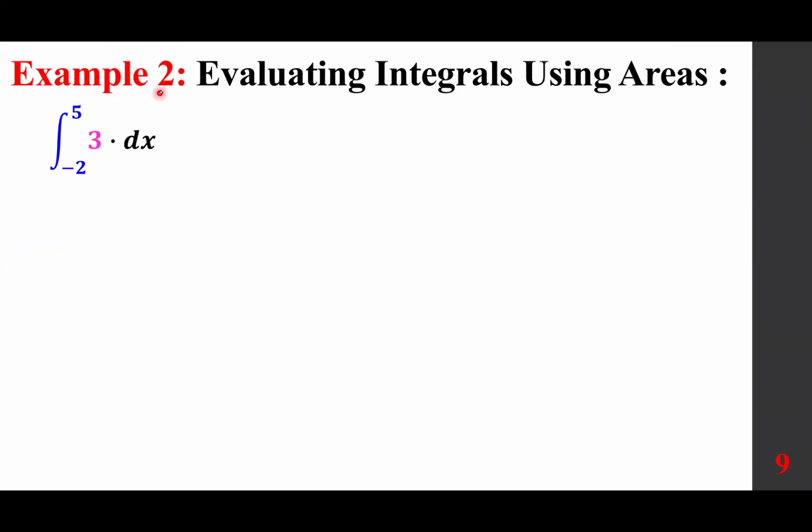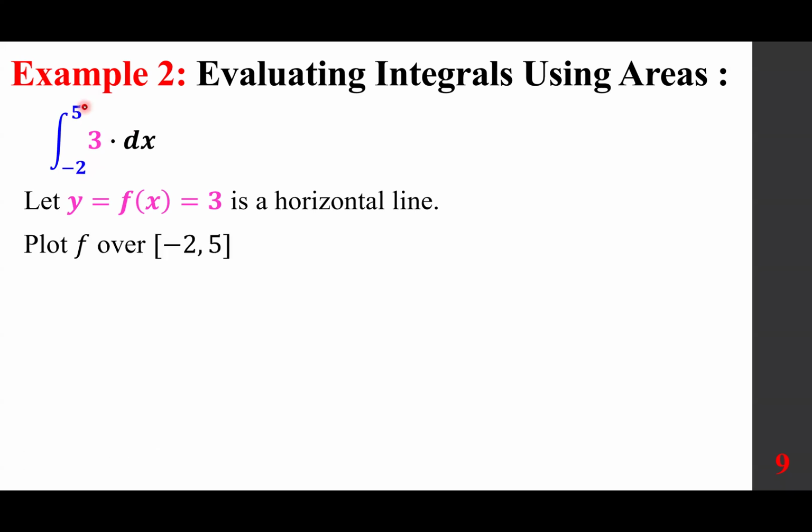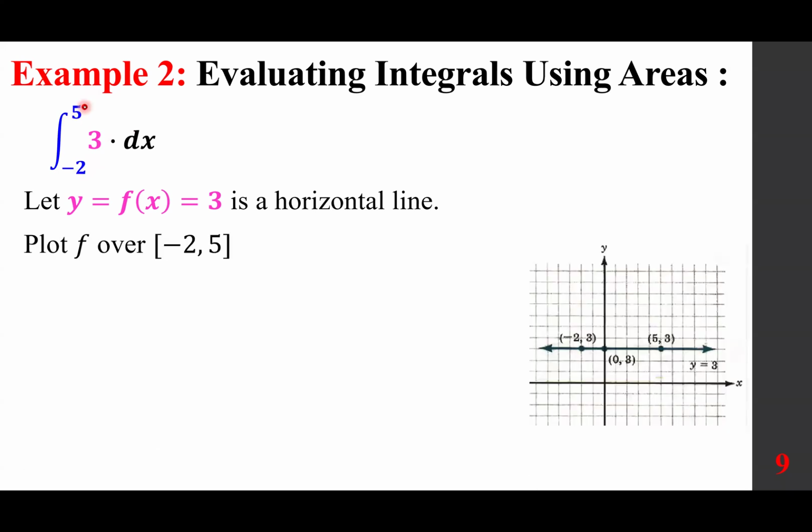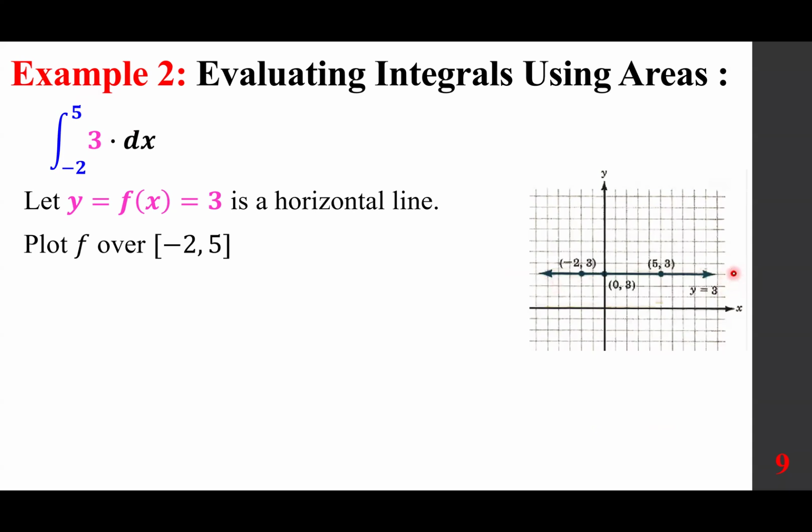All right, here's a simple example. We want to evaluate the integral of 3 dx from -2 to 5, and we want to use the concept of areas. First and foremost, notice the function y, or f of x, is 3, which is a horizontal line. We want to plot that from -2 to 5. The y coordinate is always 3, so from (-2, 3) to (5, 3).